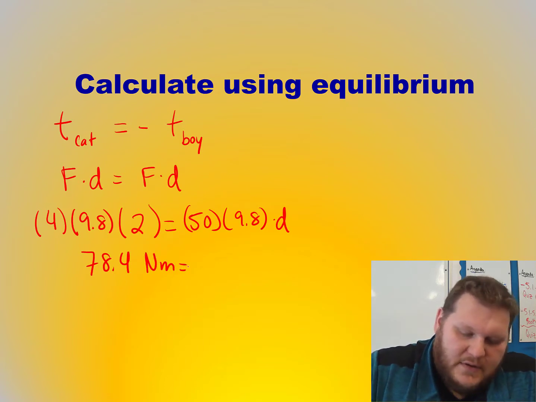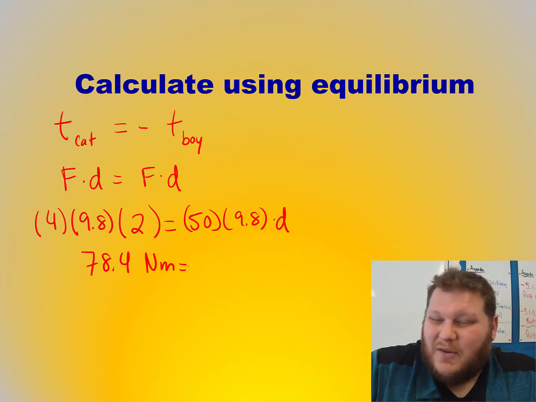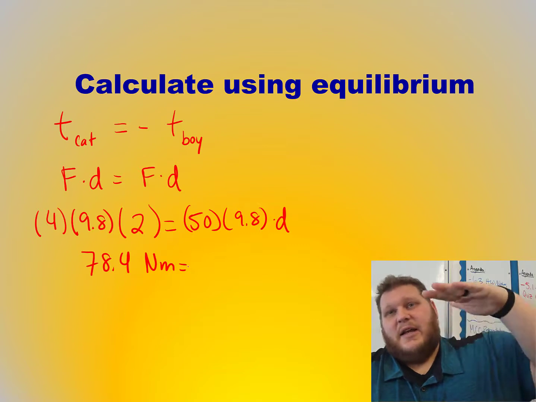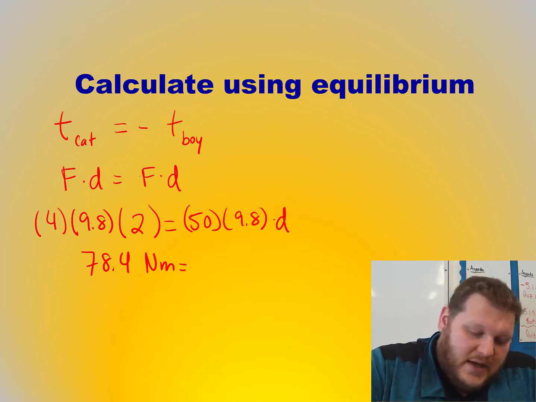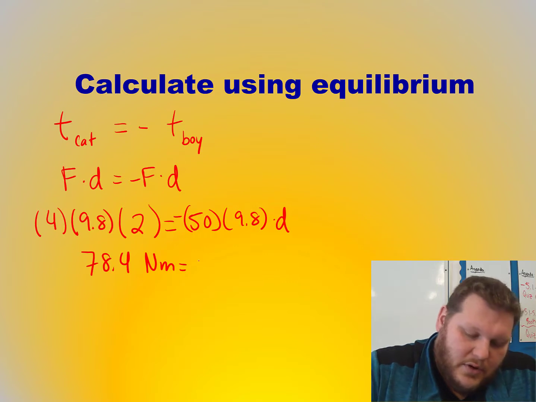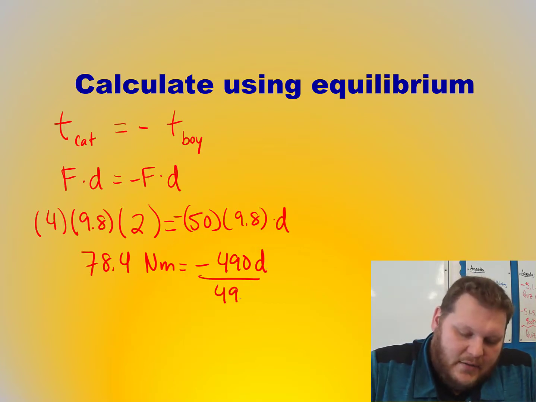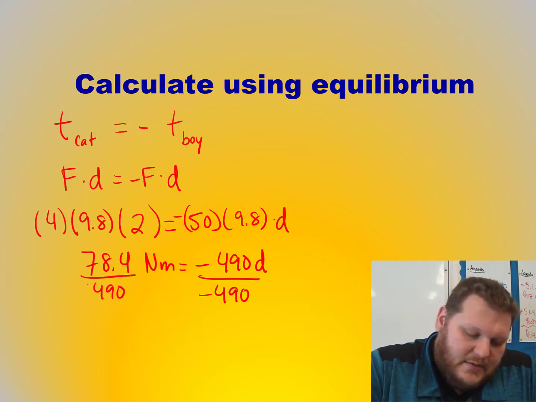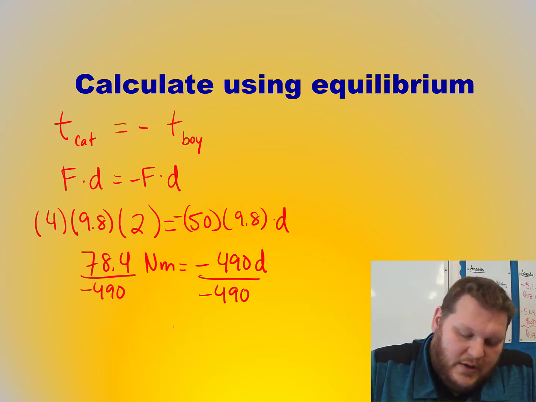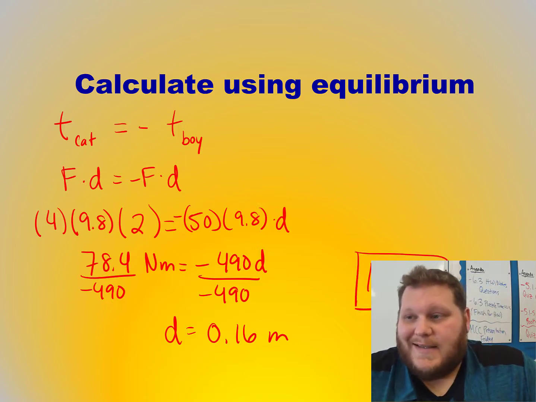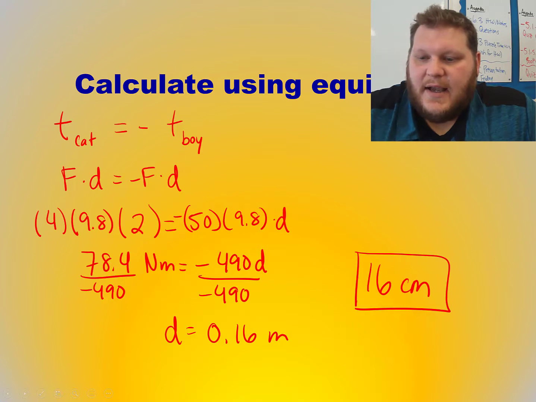Newton meters on the left. It doesn't really matter again which one you say is which. The cat was on the left side, so it would be causing a rotation down on the left, which is a positive torque. So we're going to say that the boy has a negative torque, negative 490 times that distance. So we're going to have to divide by negative 490 on both sides, and we end up with a distance of 0.16 meters, or 16 centimeters away from the fulcrum is where that boy has to sit.